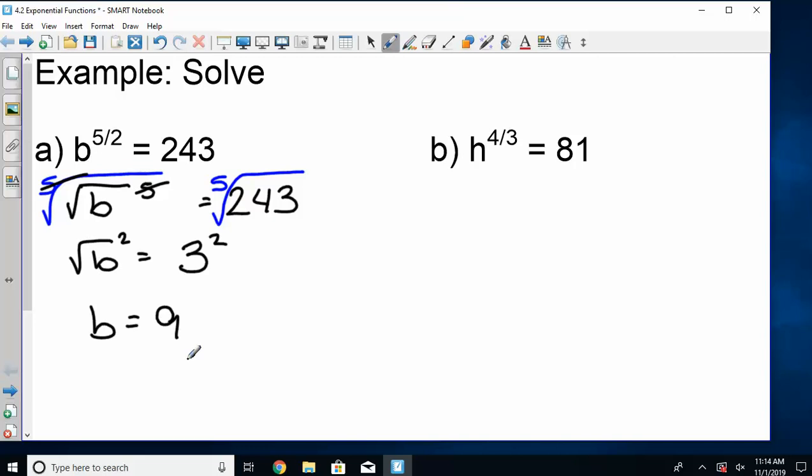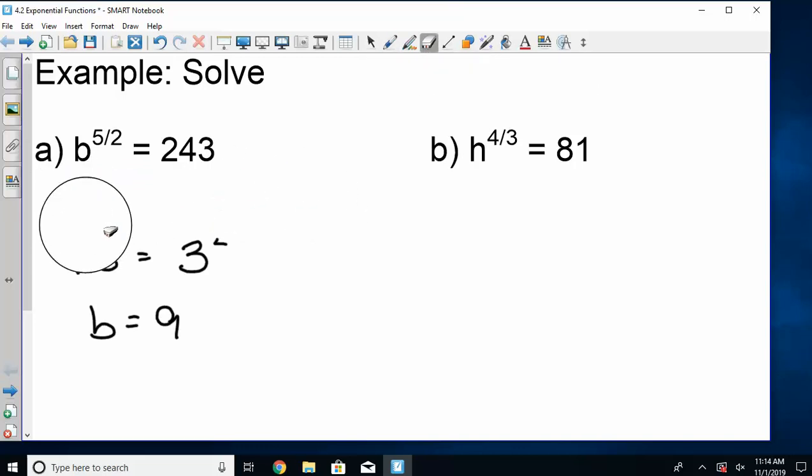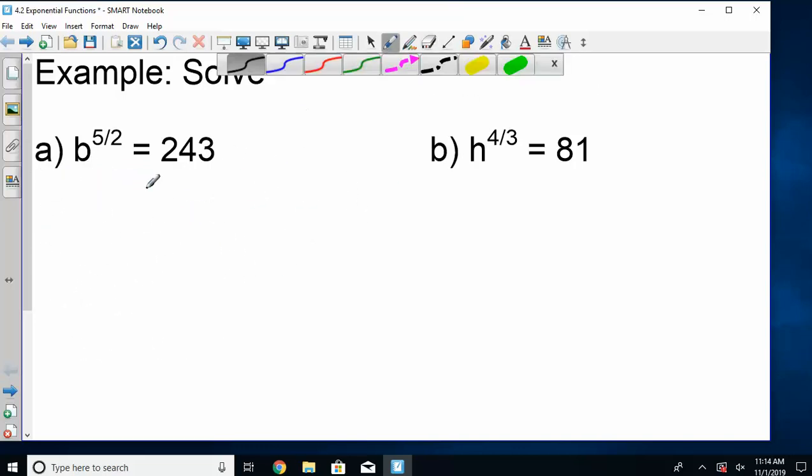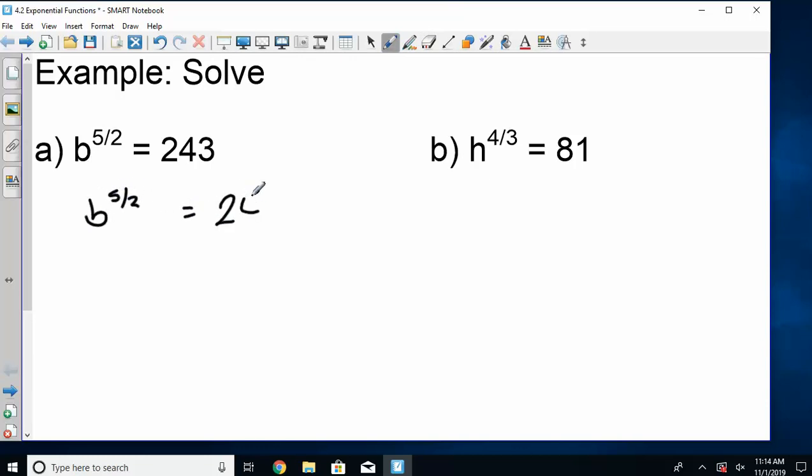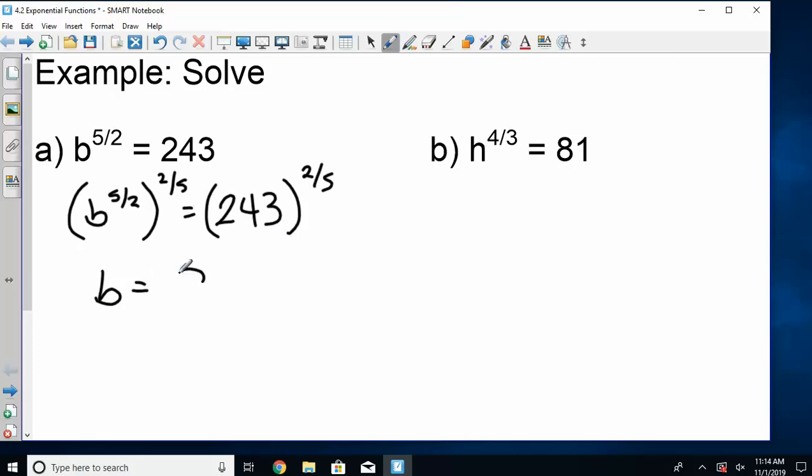Another option, and I want to caution you on this option. I'm going to show you why in a minute. But I sometimes have people that just want to look at the original and say, well, if I took this to the 2/5 power, 5 halves times 2/5 is 1. And I get b equals, what is 243 to the 2/5 power? 9.